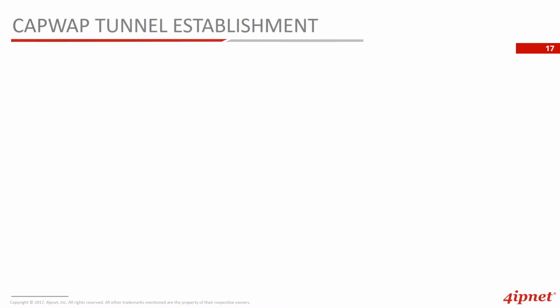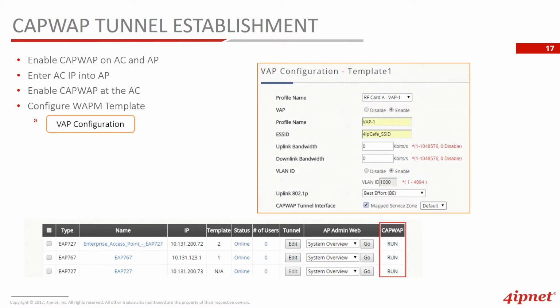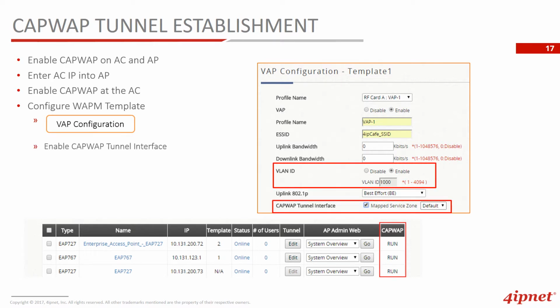So how do you establish a CAPWAP tunnel? First, you must enable CAPWAP on the AP's UI. You can then assign the WAN IP address statically on the AP's web UI. Then you can enter the controller's IP address into the AP. And lastly, you can enable the CAPWAP function at the WHG controller. Afterwards, you're ready to configure the WAPM template. Under VAP configuration, please enable VLAN ID first. Then you can enable the CAPWAP tunnel interface and assign the VAP to a service zone.